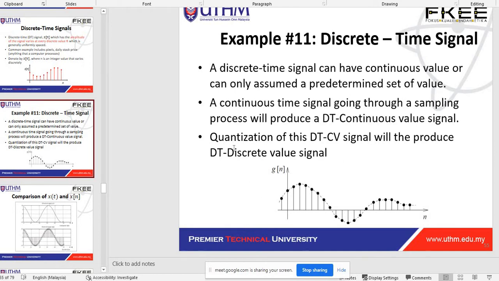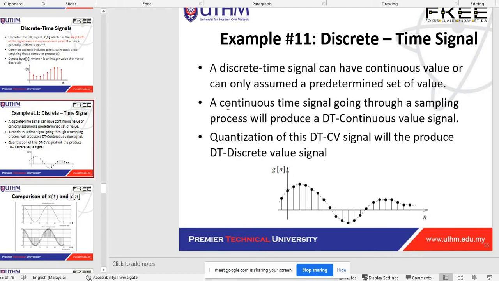If you look at this one, a continuous time signal going through a sampling process will produce a discrete time, continuous value signal. Quantization of this discrete time signal will produce a discrete time, discrete value signal. Okay, this one is a discrete time and discrete value.